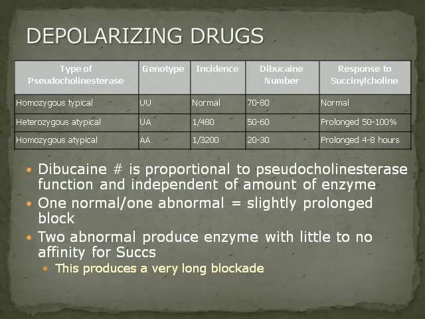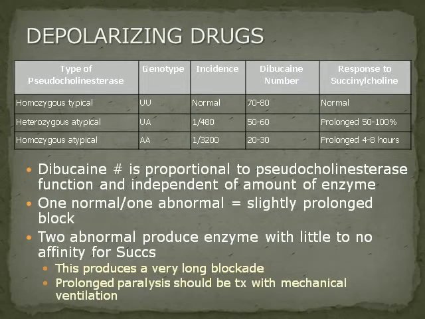In contrast to the doubling or tripling of the blockade duration seen in patients with low enzyme levels or heterozygous atypical enzymes, patients with homozygous atypical enzymes will have a very long blockade if given sux. Prolonged paralysis from succinylcholine caused by abnormal acetylcholinesterase should be treated with continued mechanical ventilation until muscle function returns to normal.